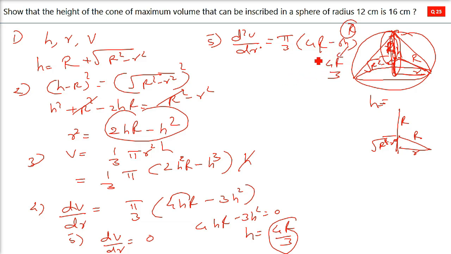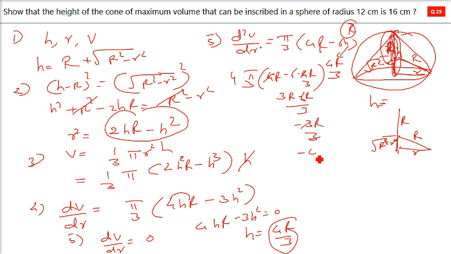So this is d2v by dh square, and already the values are given because the radius is 12 centimeter, known to us, and 16 centimeter we have to compute. So now I am replacing this h by 4R by 3. You can just take this pi by 3 outside because we are more interested in the sign here. It's 4R minus 8R. You can just cancel this. It's minus 4 pi R by 3. So what do you get? It's negative, it's less than 0. So you are going to get the maximum value.